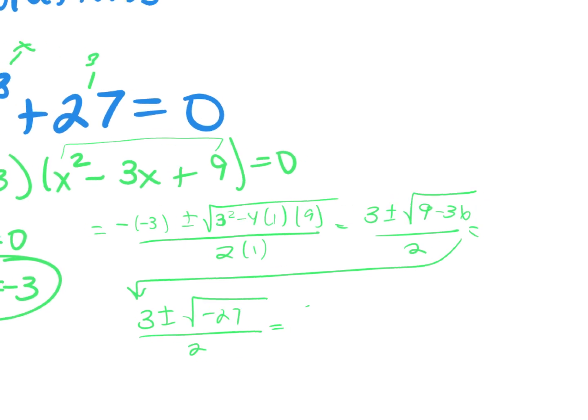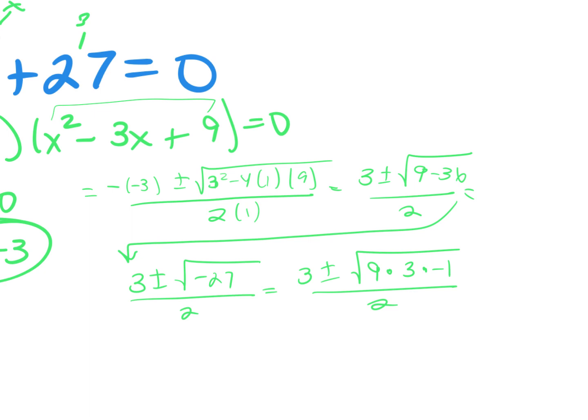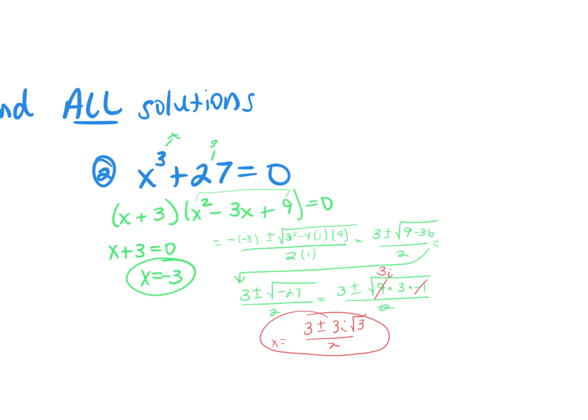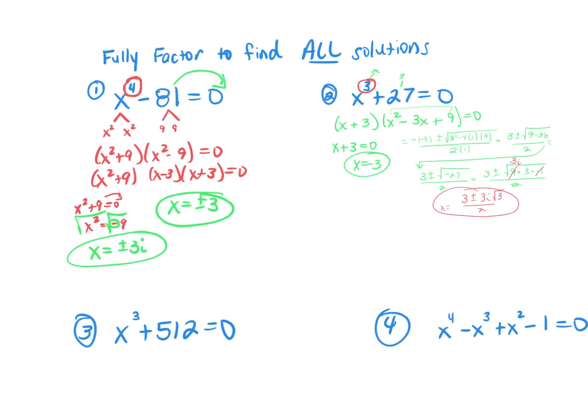So then I'm going to say 3 plus or minus the square root of 27. I'm going to break that down as 9 times 3 times negative 1, over 2. So when we pull out a perfect square, the square root of 9 is 3. The square root of negative 1 is i. So this leaves me with 3 plus or minus 3i root 3, over 2. Those are my 2 other x values. If you guys notice, 2 imaginary solutions, 1 real, but I knew at the beginning I had a total of 3.